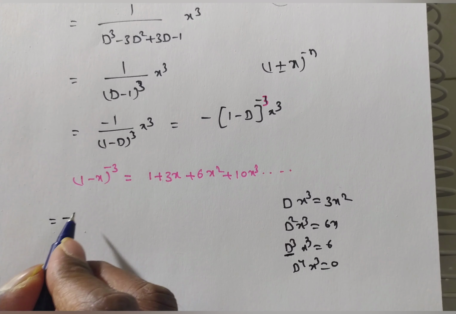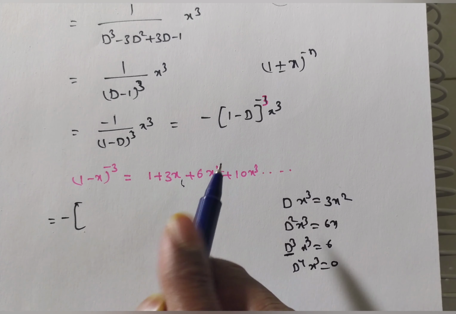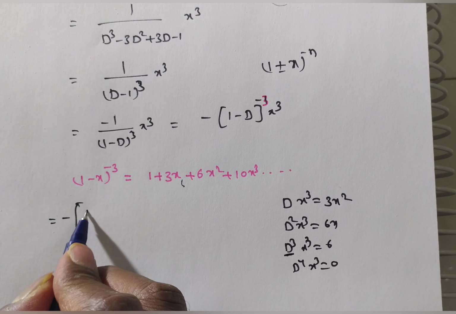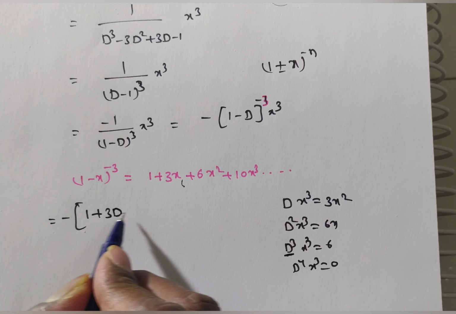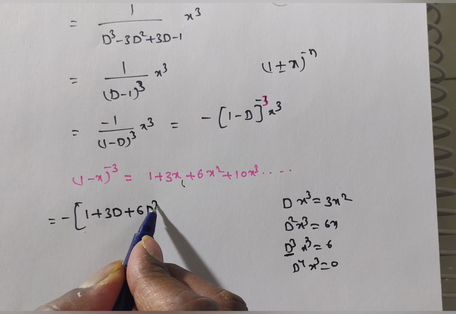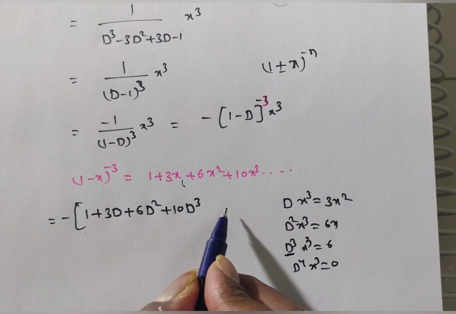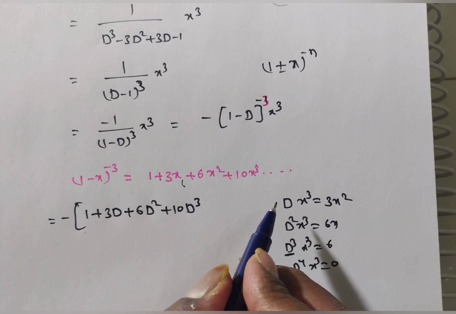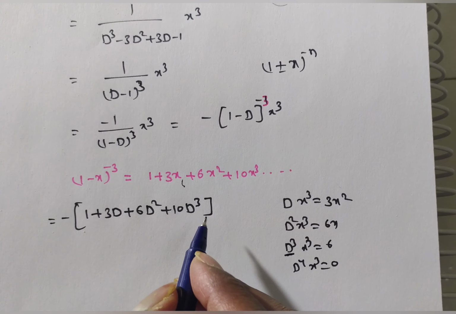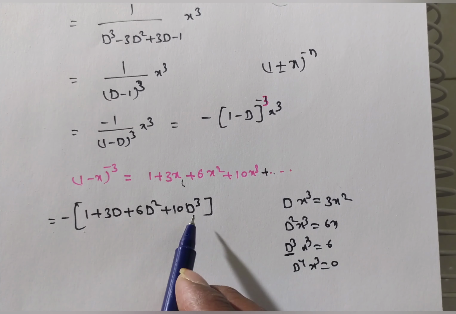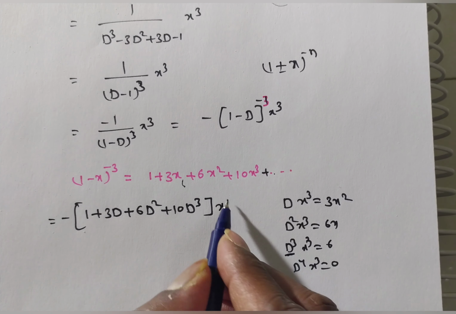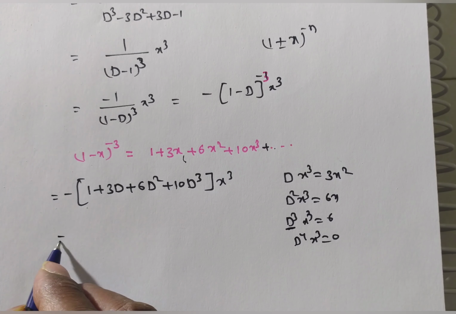Now you see this one, minus of. Now you split this one. In place of x, what do I have? D. So 1 plus 3D plus 6D square plus 10D cube. Do you require the D power 4 term, D power 5, D power 6, higher order terms? No need. So close the bracket. So in here you have plus so on, but here up to this only, into x cube.